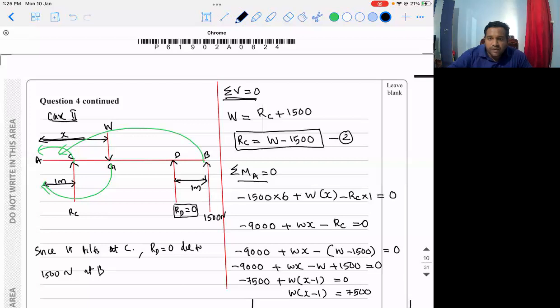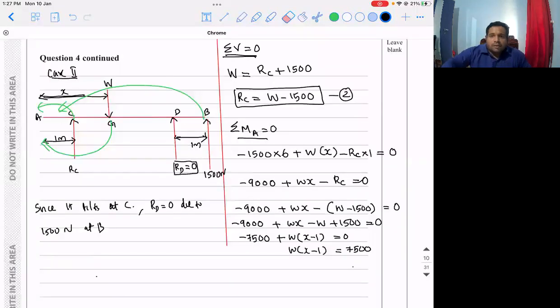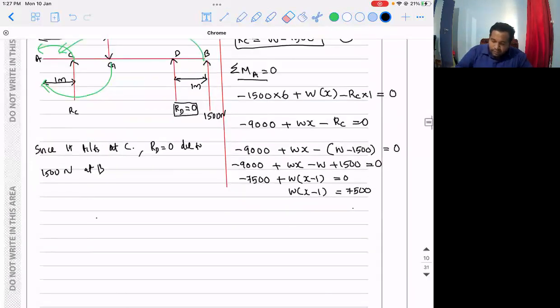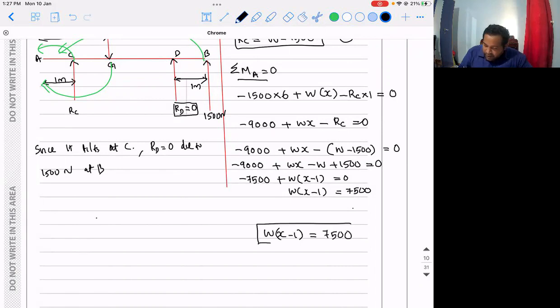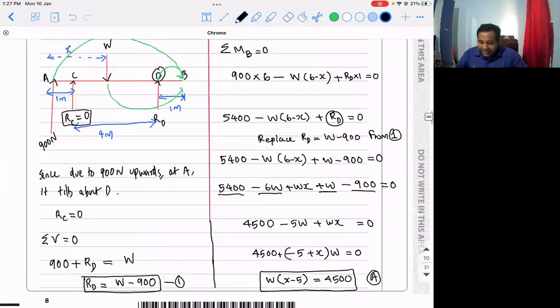So we simplified this beautiful equation. So we developed another equation. What is that? W times x minus 1 is equal to 7,500. So I will put it in a box. W times x minus 1 is equal to 7,500. So that is what? That is equation B. What is our question?